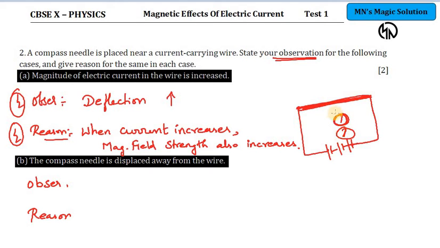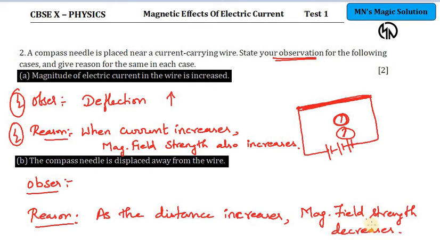The magnetic field strength is greater near the wire, and as you move away from the wire, the magnetic field strength decreases. So as the distance increases, field strength decreases. And because of this, as we move away from the wire, the deflection will decrease. If you have written the observation, half a mark for that, and for the reason half a mark. So totally 2 marks for the second question.